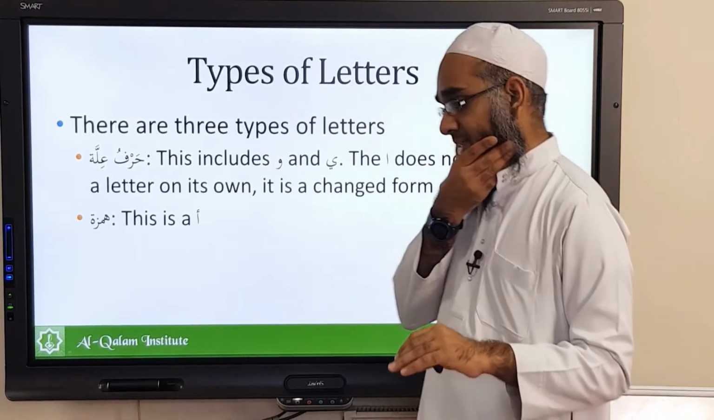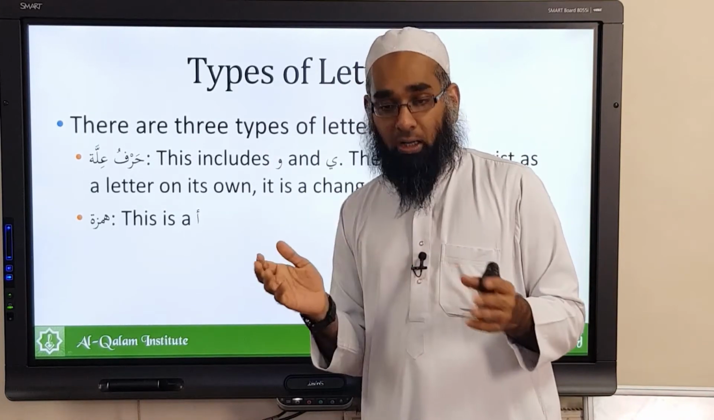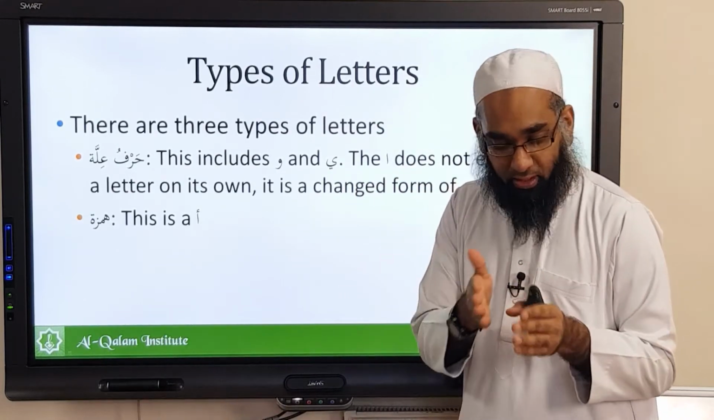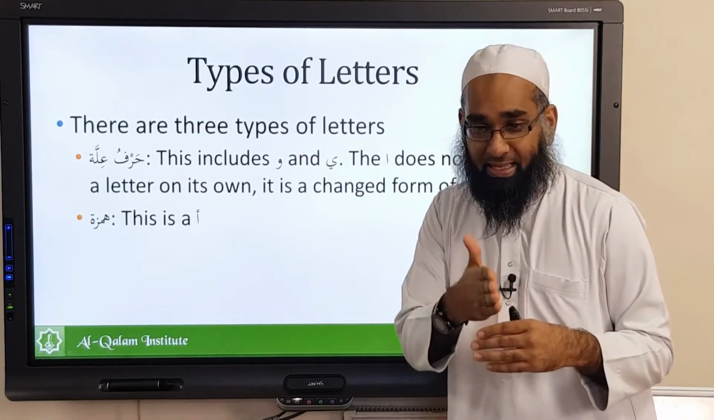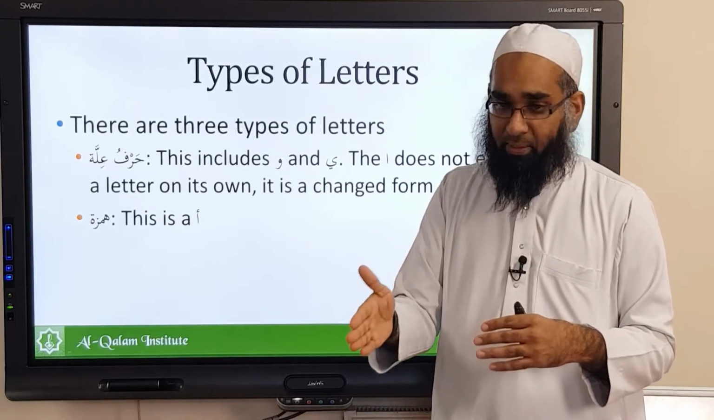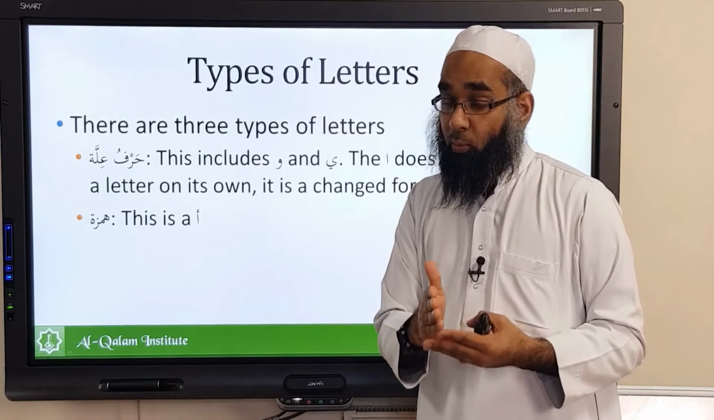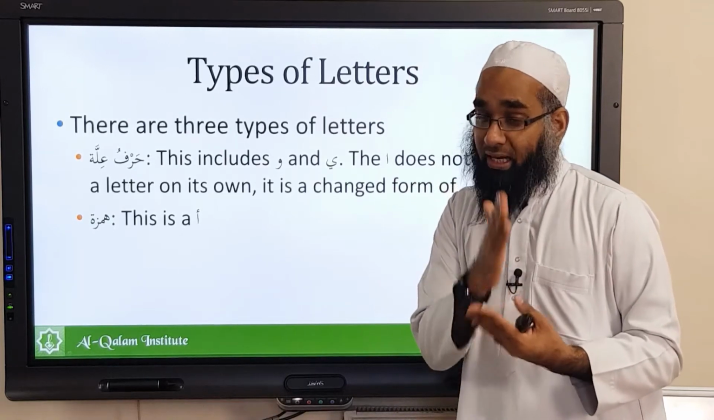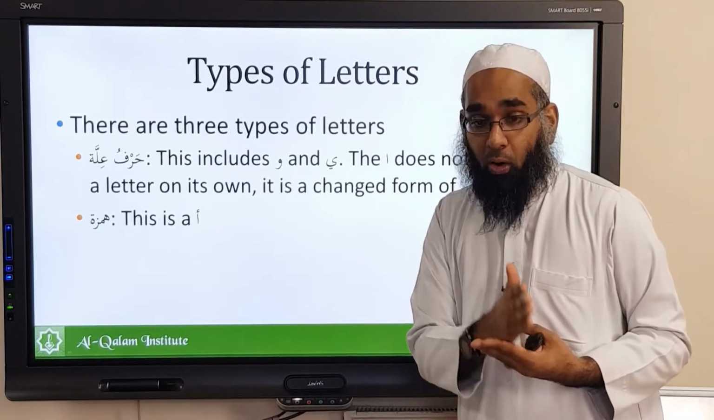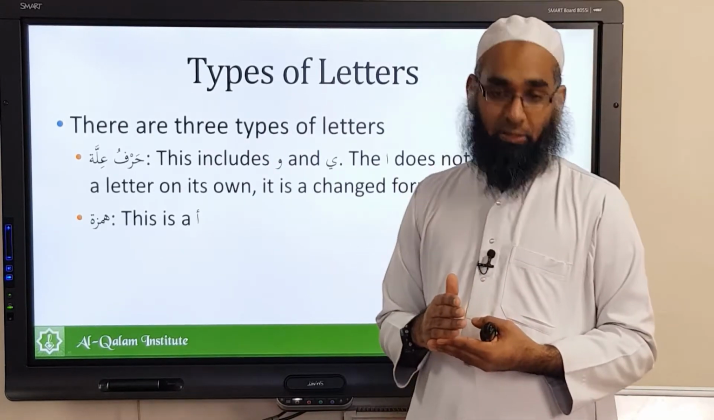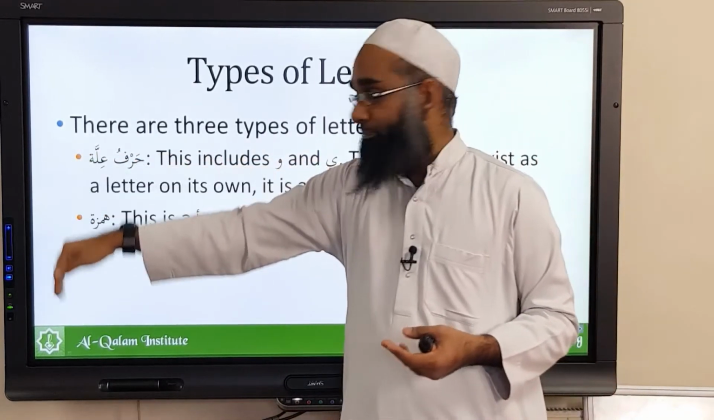For example, I'll give a very simple example. You may have come across the word qala. Qala means to say. Now when you look at a dictionary, you can't find qala under qaf, alif, lam, because alif doesn't exist. You won't find alif. What would you find? You know that alif is a changed form of what? Waw or ya. You're either under qaf, waw, lam, or qaf, ya, lam. Do you understand? So that's the first type, harf illa.